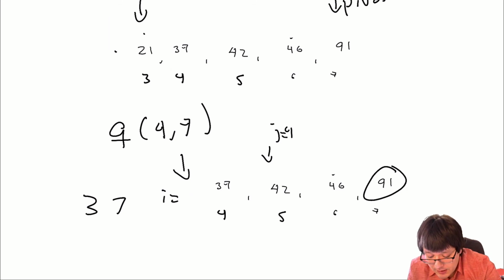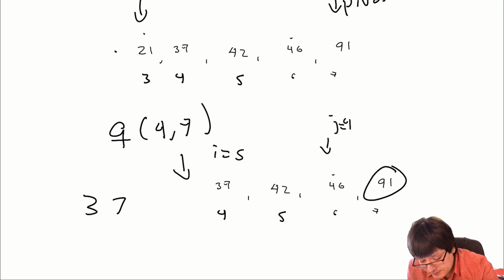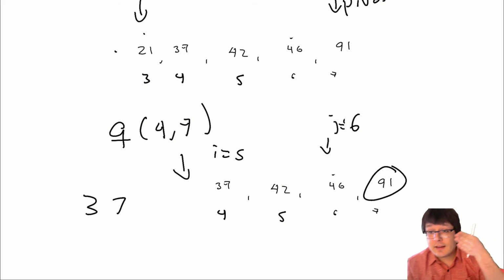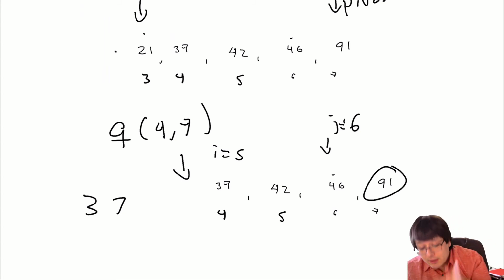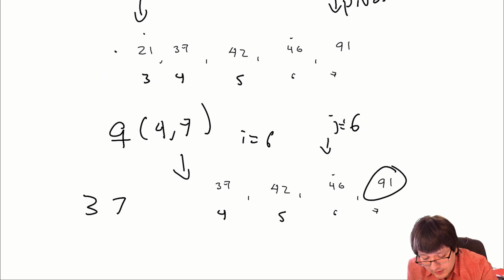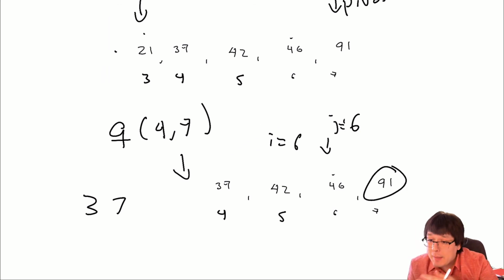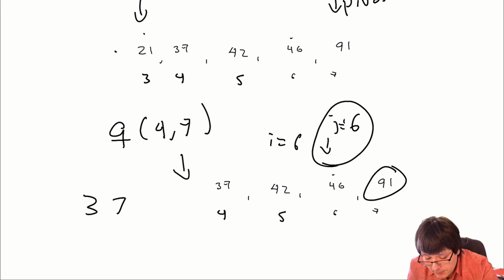And now I becomes 5. Then J gets increased to 6. Again, 46 is smaller than the pivot, so 46 swaps with I plus 1. So 46 swaps with itself, and then this gets increased to 6. You see how this is like bad? Not bad, but inefficient. Finally, J is going to get to 7, which is going to be the pivot.